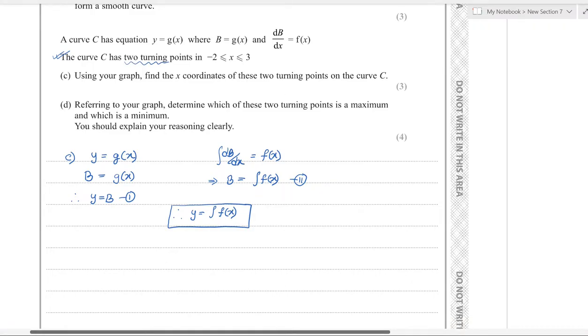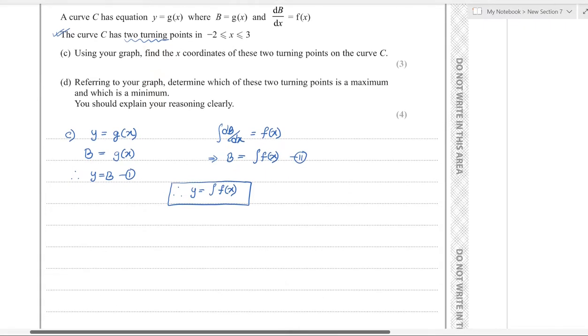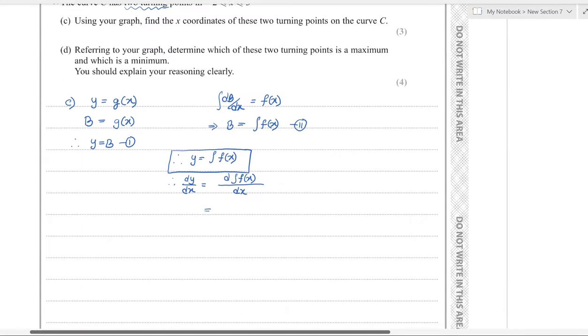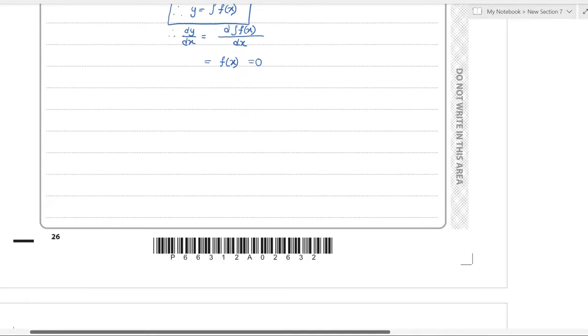By differentiating it. If you differentiate y, that is dy by dx, after what you get from integration of f(x), you need to differentiate it again. Now when you differentiate an integrated equation, you end up with that same simple f(x), right? So dy by dx is f(x), and f(x) is 0. So we need to find the x coordinates wherever f(x) is 0.